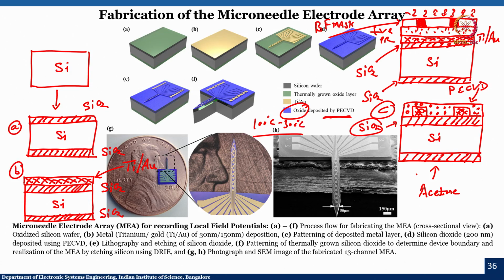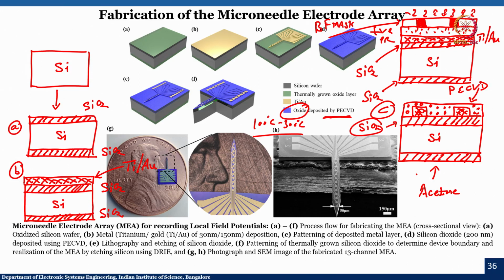You got it now, the reason for using oxide deposited by PECVD? Yes, but if there is no metal, if there is no such material, then you can grow thermal oxide, because thermal oxide always has a better quality of oxide compared to PECVD oxide.